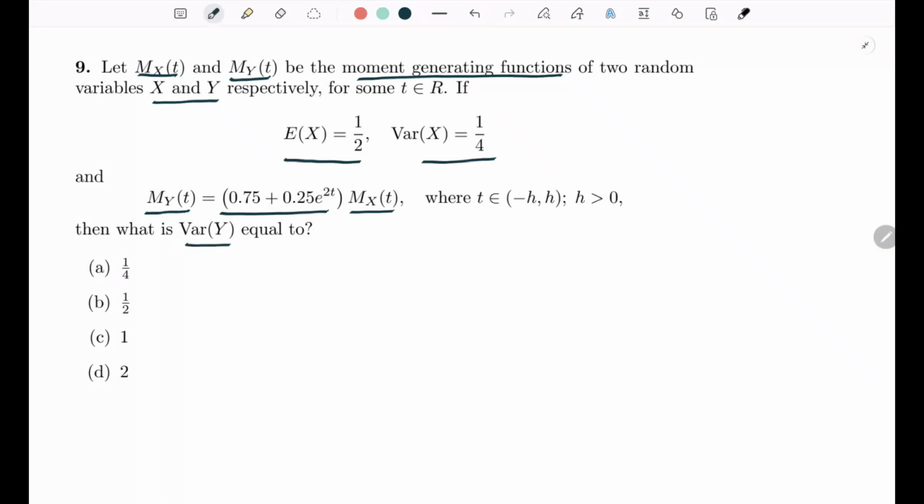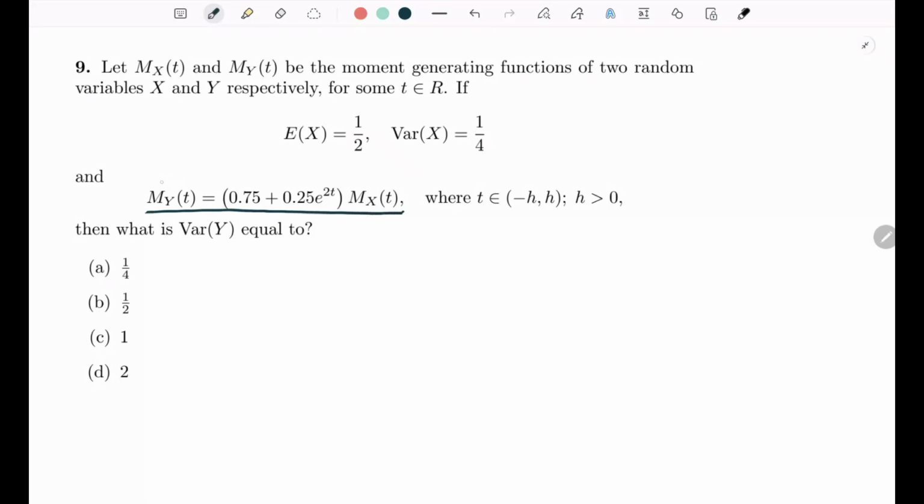Most students will try to find the variance of Y with the derivative method of MGFs. That will take a lot of time, but we do not need to do this question by that method. How can we do this question in very less time? Now focus here.